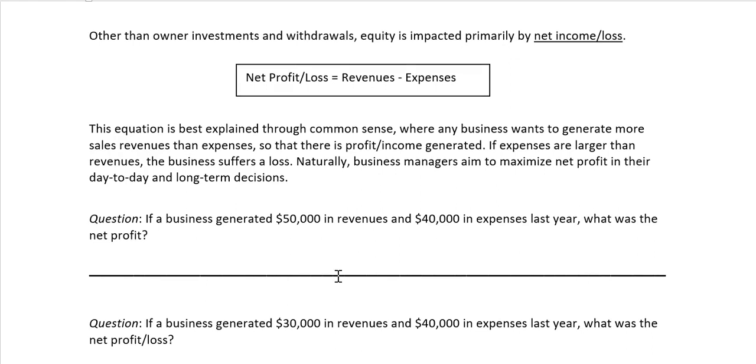So this equation is best explained through common sense, where any business wants to generate more sales revenue than expenses, so there's a profit or income generated. If expenses are larger than revenues, the business suffers a loss. Naturally, business managers aim to maximize net profit in their day-to-day and long-term decisions. If a business generated $50,000 in revenues and $40,000 in expenses last year, what was the net profit?